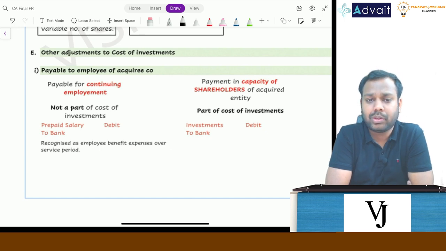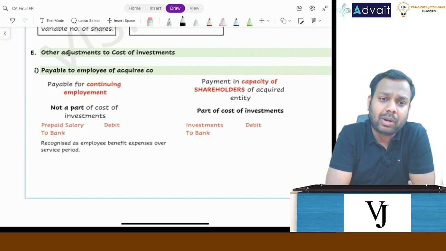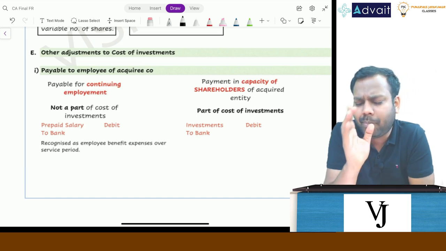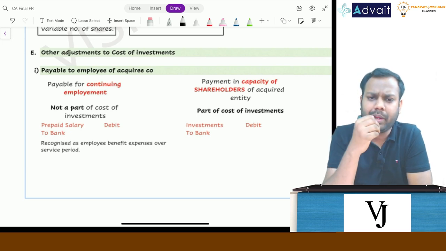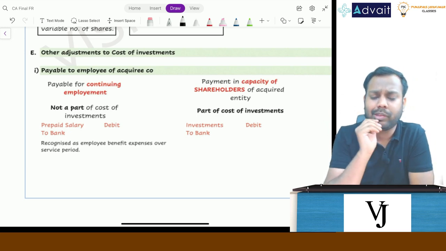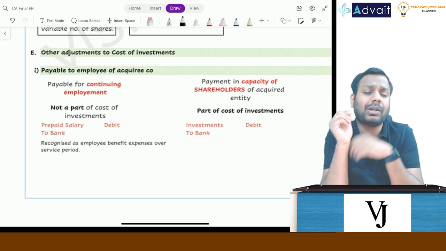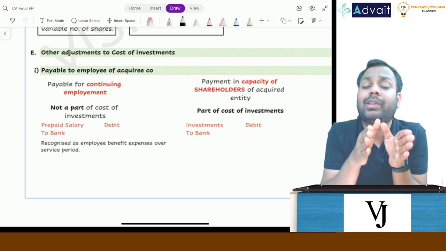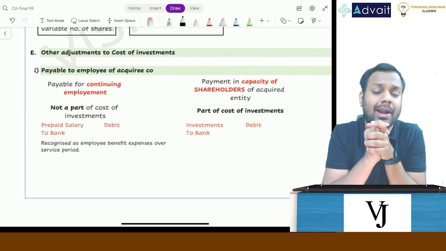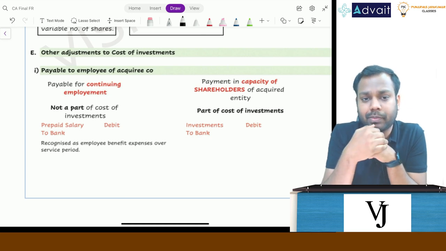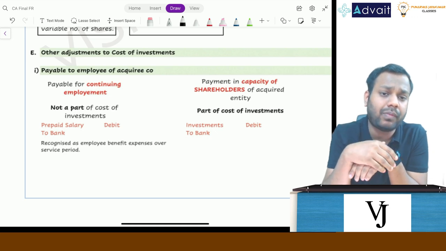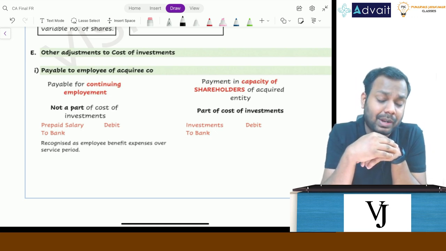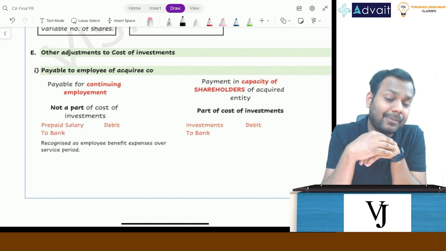So it pays an amount to the founder of Big Basket just to remain in employment, even after Tata has acquired the overall control of the company and merged Big Basket into Tata. Just taking a hypothetical example. Tata says to the founder of Big Basket, please remain in employment and handle the operations of the company. For that, I am paying you 10 crores. Now the question comes up: does this 10 crore paid on the date of acquisition to the founder of Big Basket form part of purchase consideration or not?